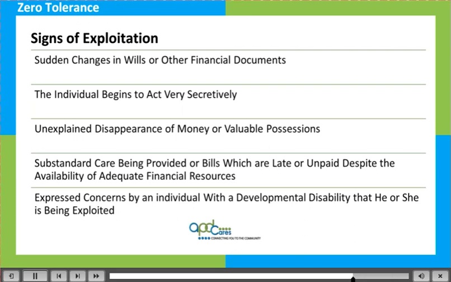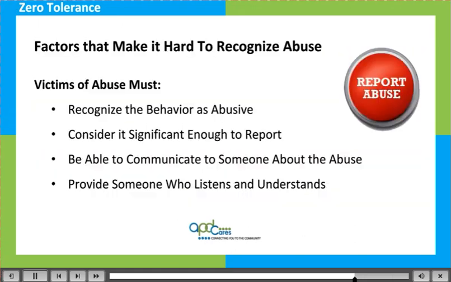If you notice any of these signs or suspect that an individual with a developmental disability might be a victim of exploitation, please contact the Florida Abuse Hotline and the police immediately. Factors that make it hard to recognize abuse, neglect, and exploitation.